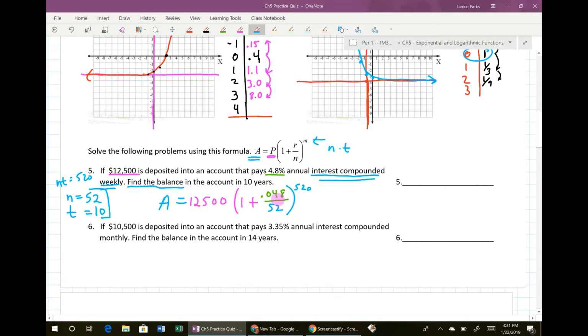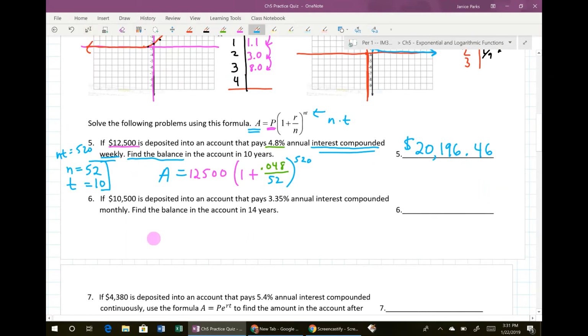When you put this in your calculator, you do all the stuff in here first. So I would do the fraction first, 0.04548 divided by 52 equals, I would add 1, raise it to the 520th power, and then multiply that result by 12,500. When you write your answer, it's going to be $20,196.46.